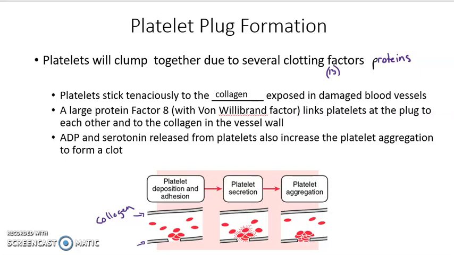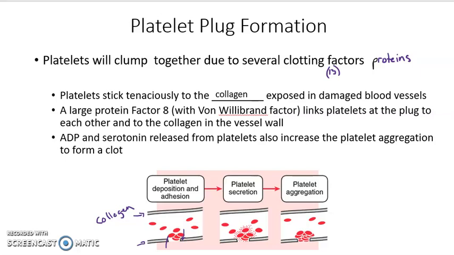That collagen is really never ever supposed to be exposed to the blood running through it. It's in the outer wall. But when you cut it, now you have collagen exposed, this gray stuff that the platelets can recognize and therefore stick to with a protein called factor VIII. This is also called von Willebrand factor. That links platelets together at the plug, and to each other, and to the collagen in the vessel wall. So it's almost kind of like a glue, right?